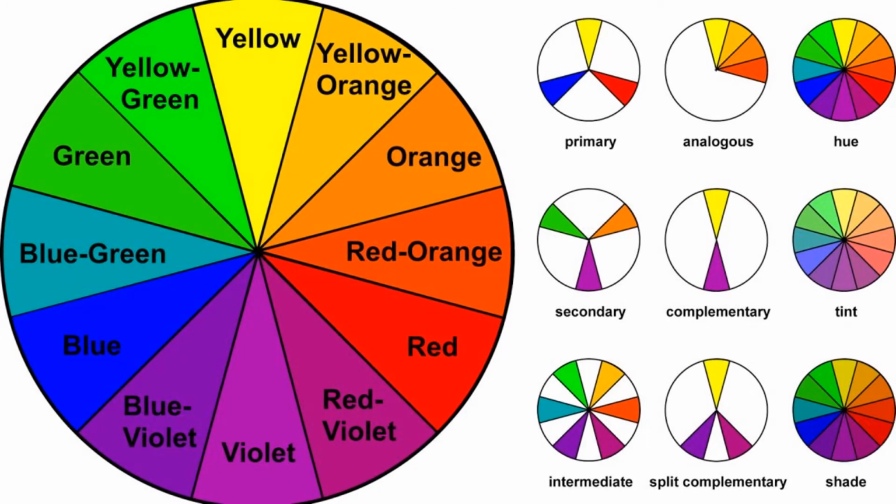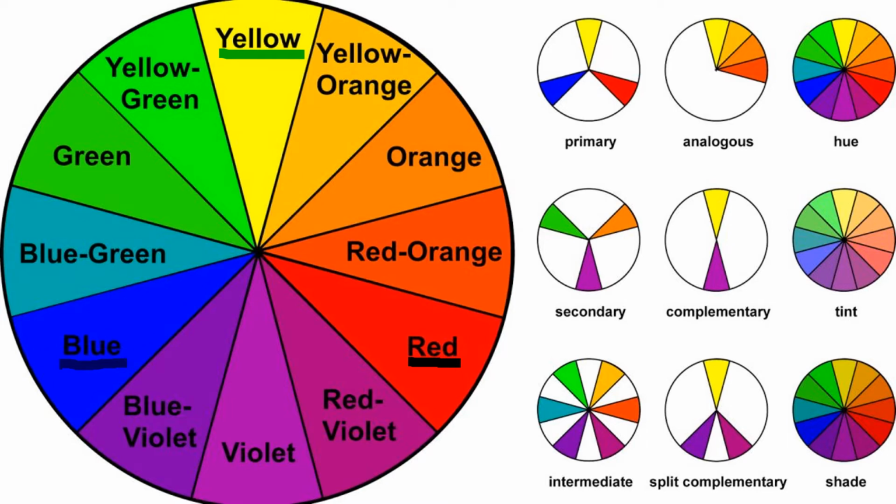Over here we've got a different type of color wheel. This color wheel has already got the hues added in with their names, and you will see, let's see if we can find our primary colors. So our primary colors are going to be the yellow over here, the blue down over here, and the red over there.